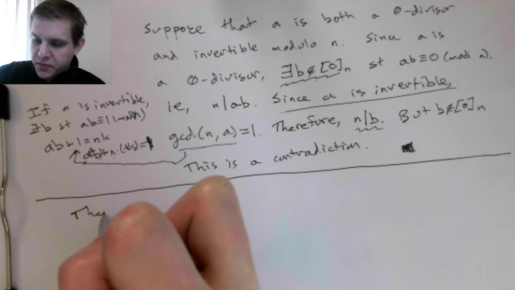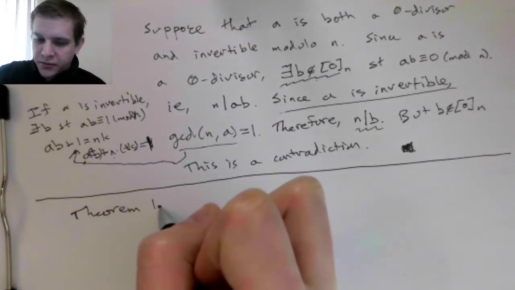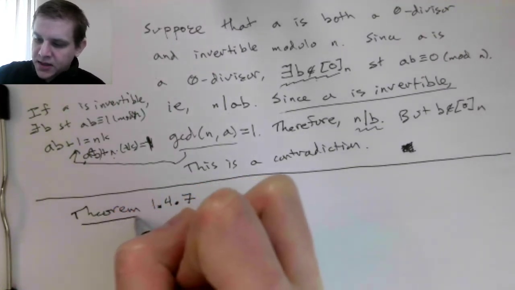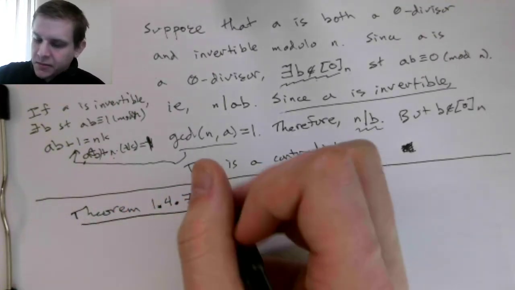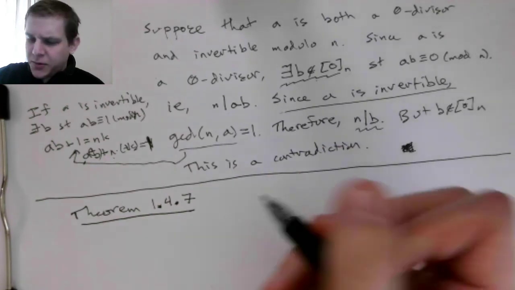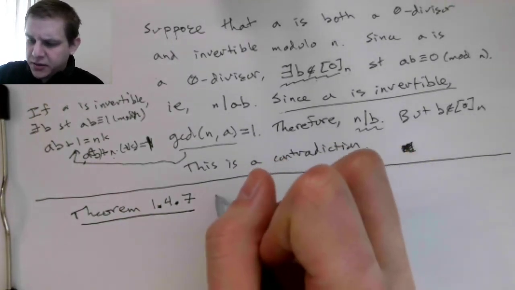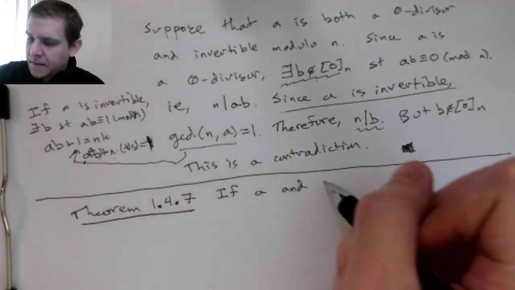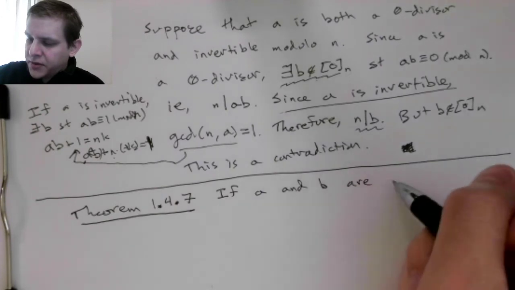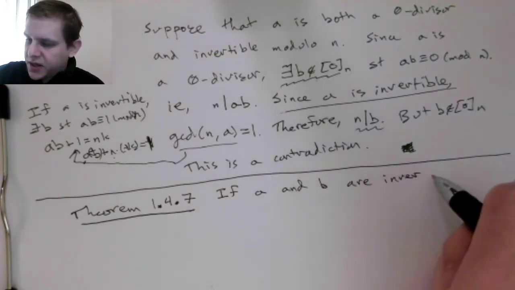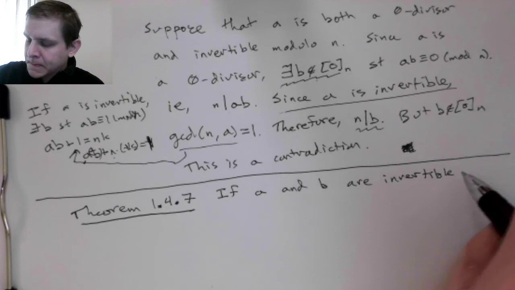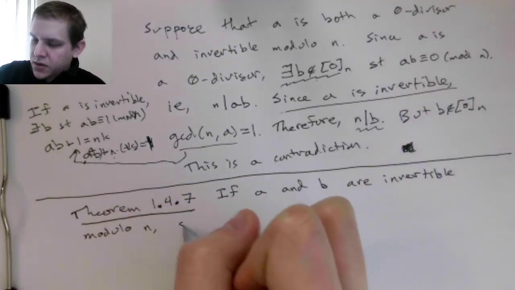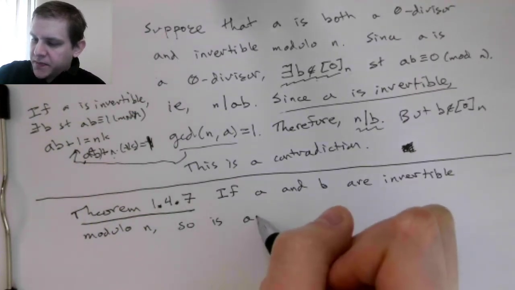So theorem 1.4.7 says, and the book writes it slightly differently than I'm going to, but I think that this is the easier way to write it. So if A and B are both invertible modulo N, so is A times B.